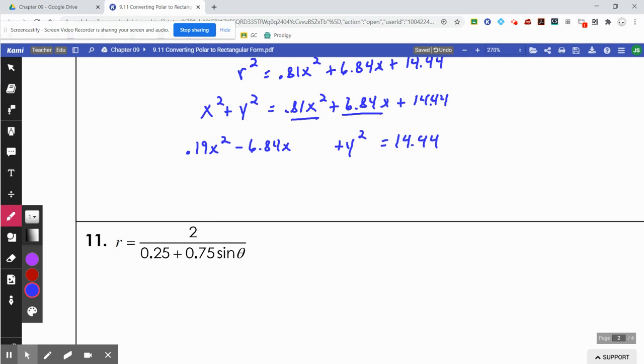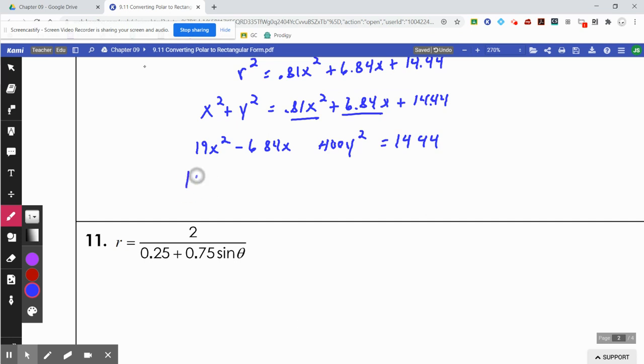So instead of 0.19, you have 19. Instead of 6.84, you have 684. You do have to multiply this by 100 as well. Don't forget it. And instead of 14.44, you have 1,444. It just looks much better.